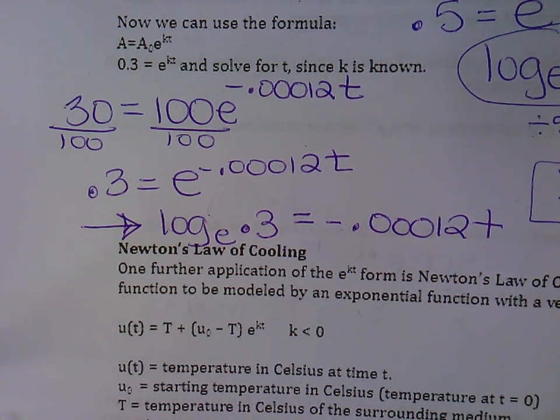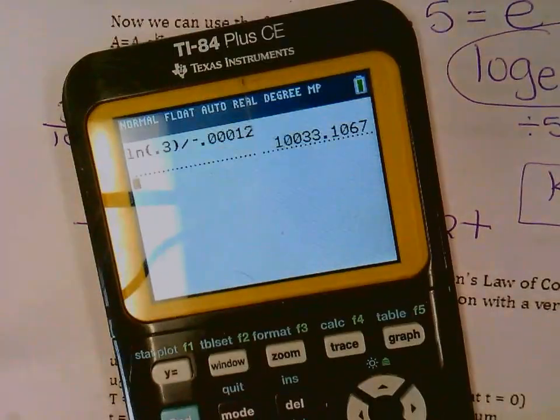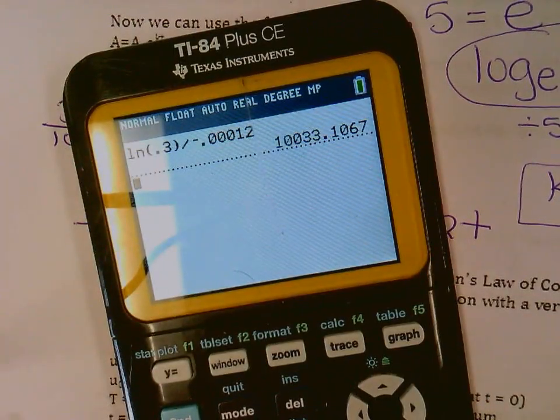Did you get about 10,000 years? Oh, I just gave away all my calculations. All right. I am taking the natural log of 0.3 and dividing by that K value, and I get about 10,000 years. 10,033 years.